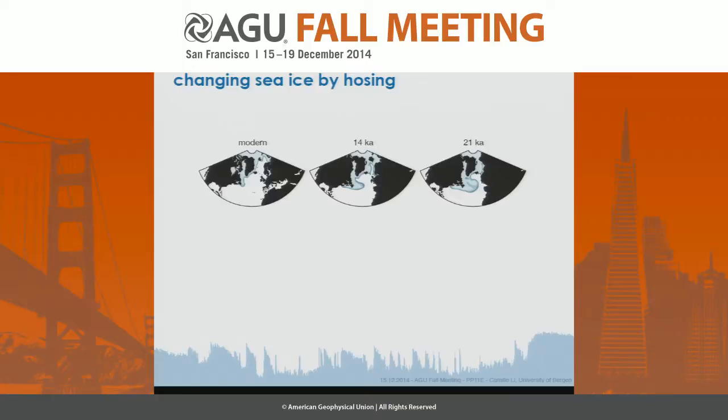And here I'm showing three, so these are coupled model runs now, three time slices. Modern, this is last glacial maximum, and obviously we would prefer to have some pre-glacial maximum climate, but that's a little harder to deal with in terms of constructing the boundary conditions for our climate model simulations. So this is an intermediate glacial case, I would say, 14K.